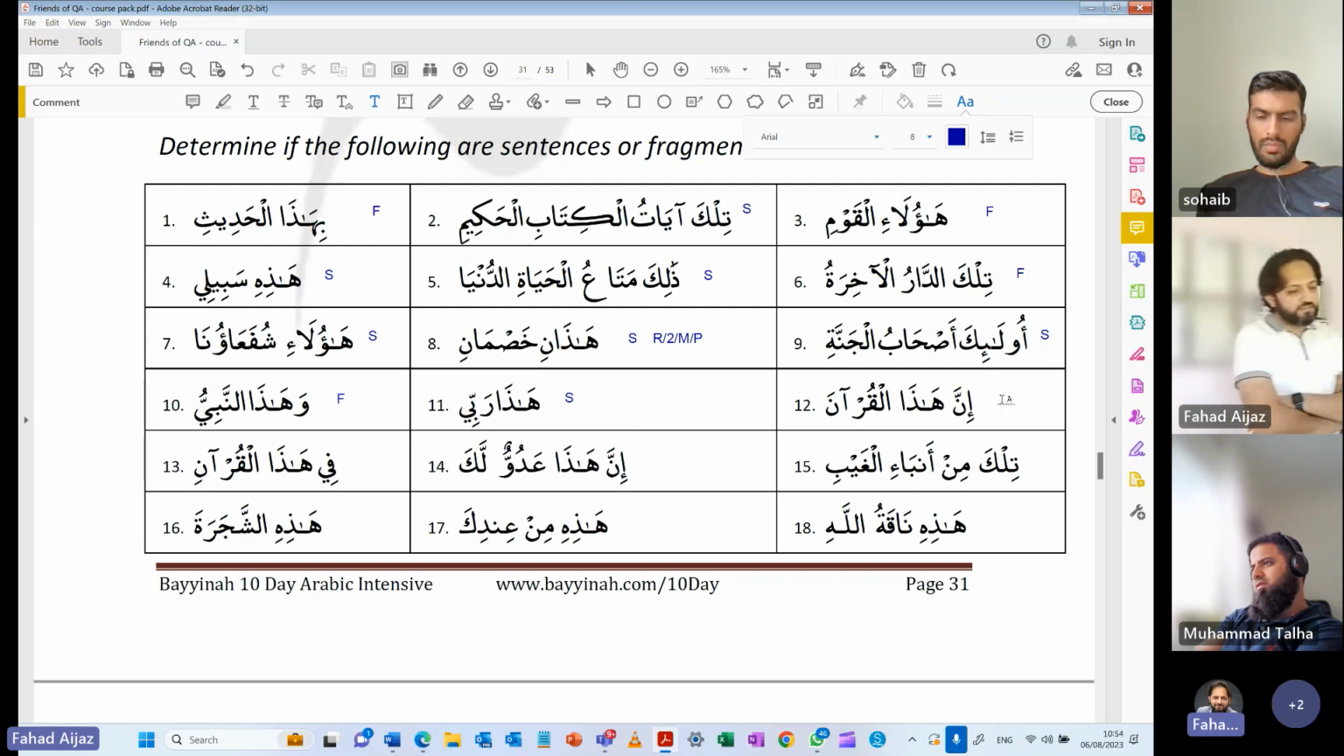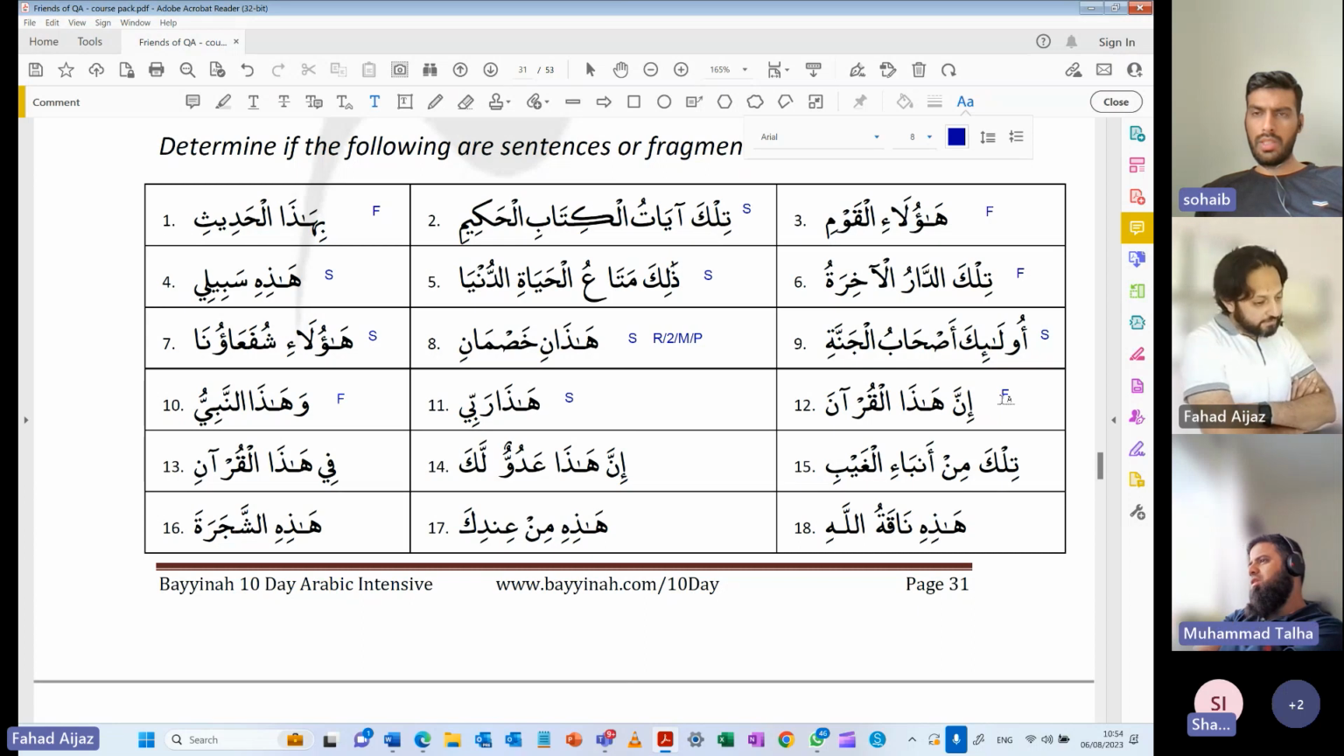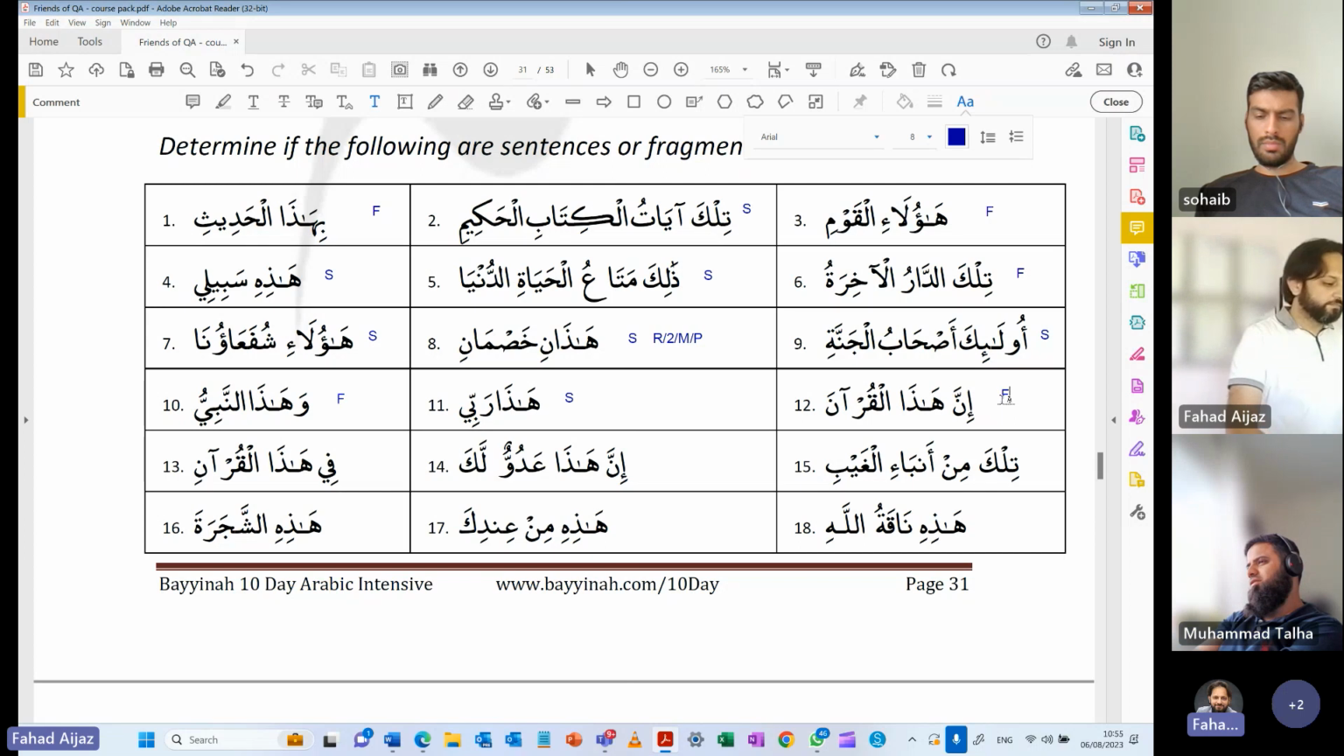Translate it and tell me if it's a sentence or not. Haza al-Quran: certainly this Quran, it's a fragment. Fi hazal Quran: in this Quran. This is a fragment also. Correct.